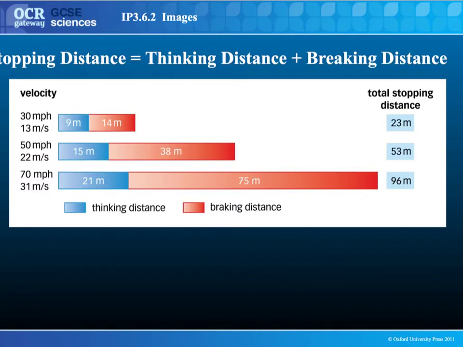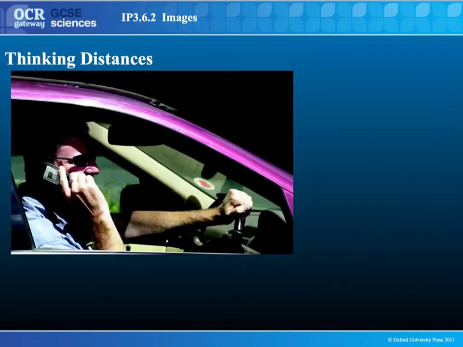The thinking distance is essentially how far do you go before you actually go from deciding to stop to putting your foot on the brake, i.e. how far do you travel during your reaction time. The braking distance is basically the time it takes the car or the brakes to bring the car to a stop. So in terms of thinking distance, it's all to do with your reaction time.